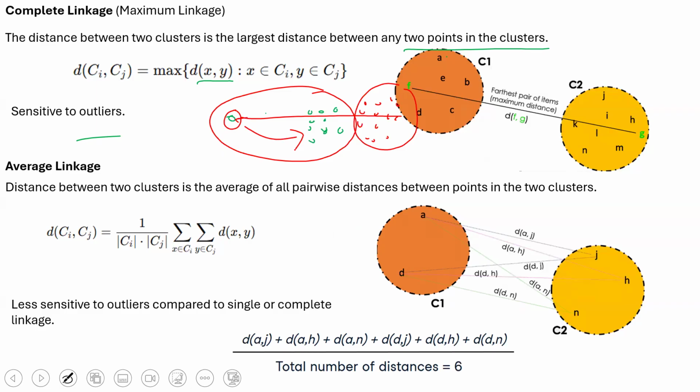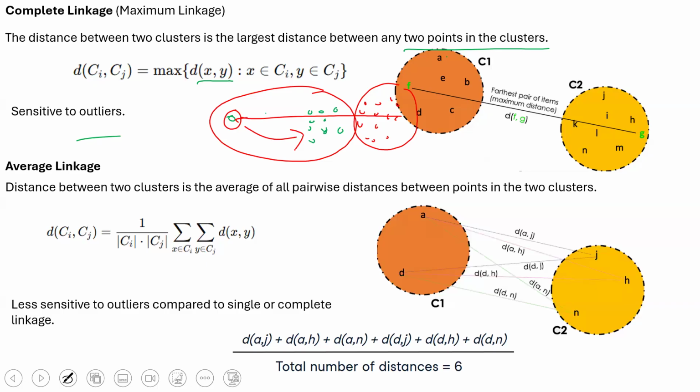The smallest distance between two clusters is equal to the smallest distance between different points in the clusters. Complete linkage is the largest distance, right? The largest distance between different points in the clusters. And now average linkage is less sensitive to outliers when compared to single linkage and complete linkage.